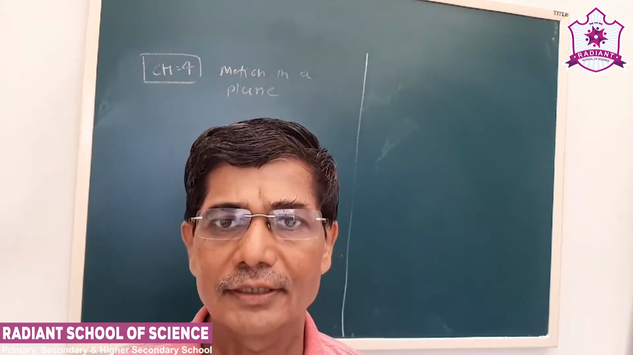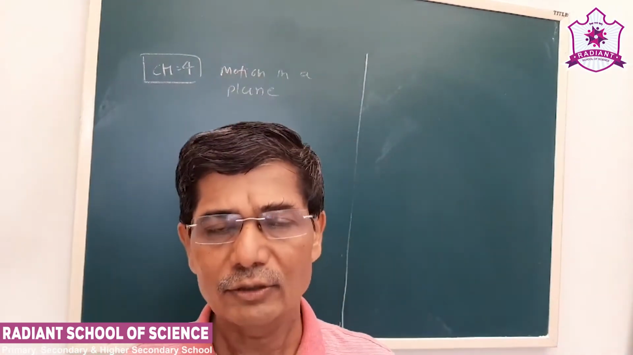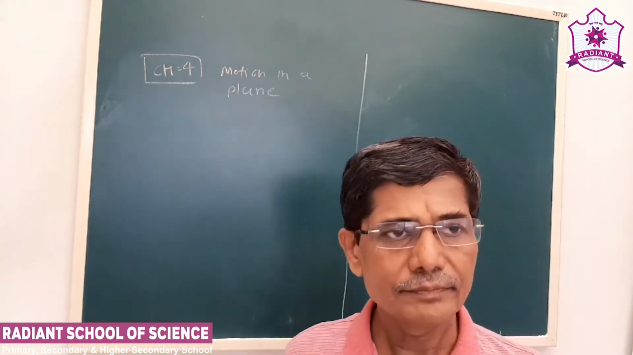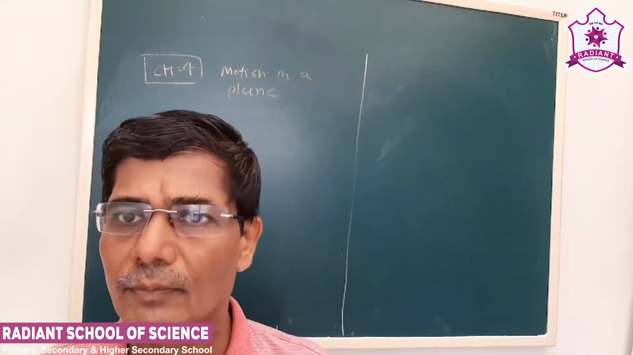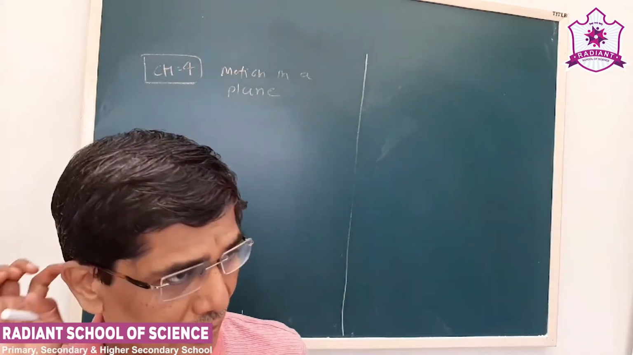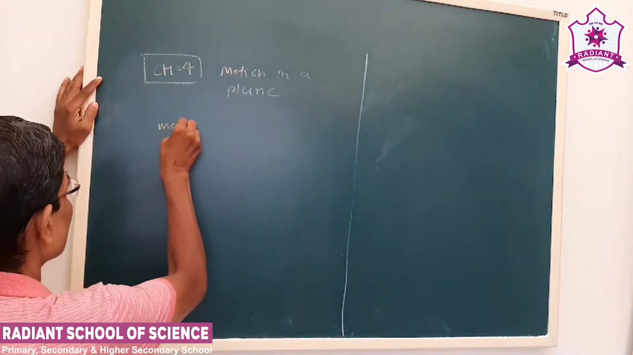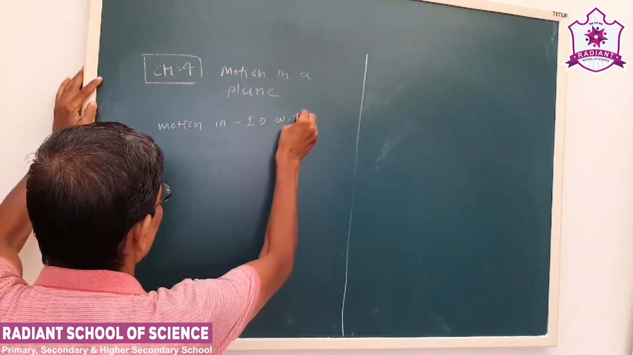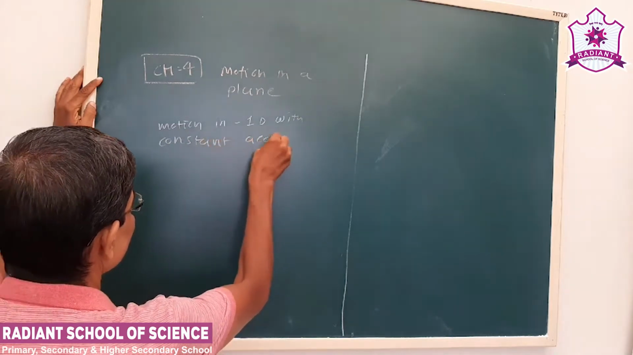Dear students, last time we talked about instantaneous velocity and instantaneous acceleration. We derived the formula for the component of velocity and the component of the acceleration. Now in our lesson number 3, we derived the equation of motion in one dimension with constant acceleration.